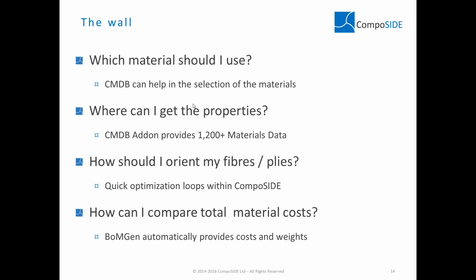Where can I get the properties for those materials? Well, CMDB has an add-on which provides in excess of 1,200 materials. So we're talking about metals, plastics, plywoods, composite materials, plies, that are all fully documented with all the data required in order to run your laminate or your sections or your 3D model analysis.